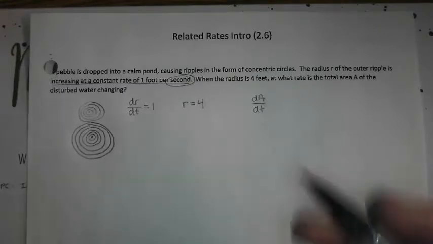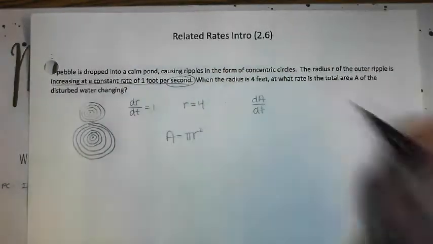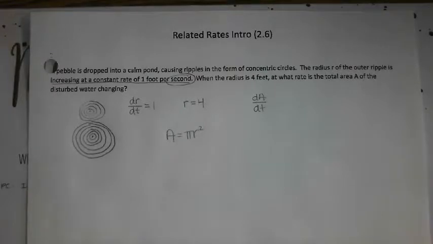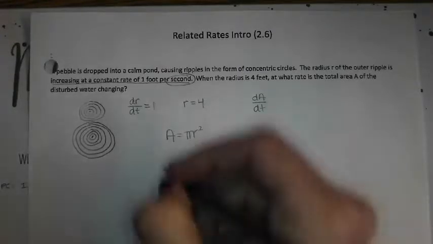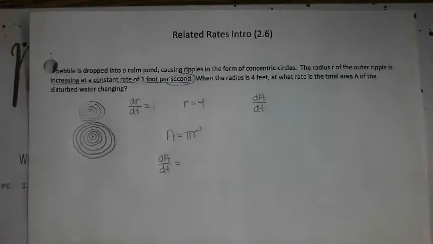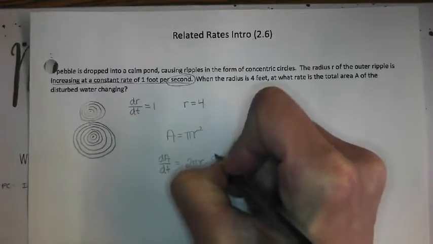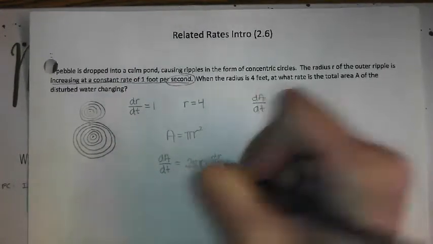All right, let's do it. So the area equals pi r squared. You have to know some of your formulas here. Okay? And then we're going to differentiate this with respect to time. So we're going to get dA/dt equals the derivative of pi r squared is 2 pi r, but followed up with a dr/dt.